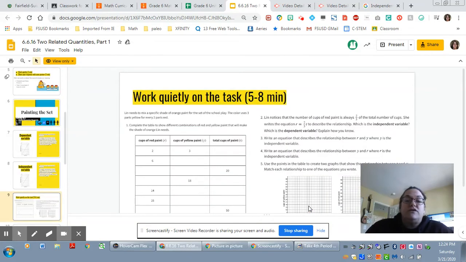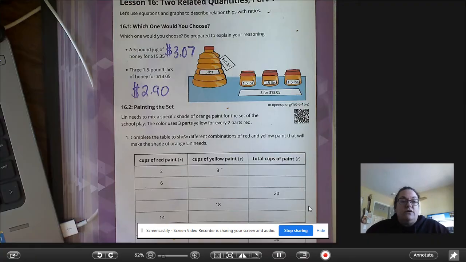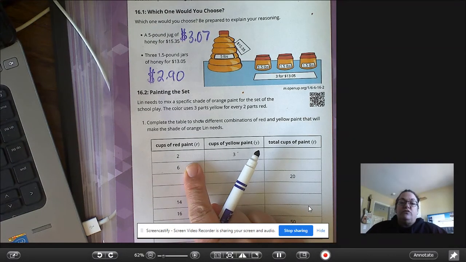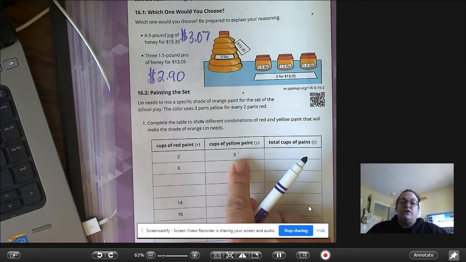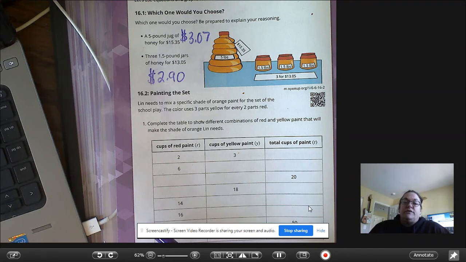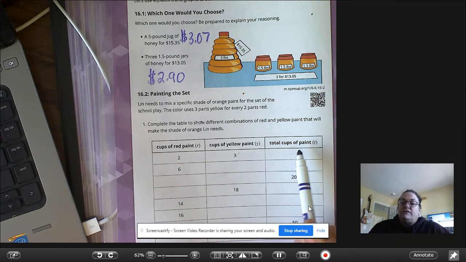So we are going to start the first part, which is the table. In 16.2, on painting the set, the ratio of red paint to yellow paint is 2:3. Lynn needs to mix a specific shade of orange for the set of the school play. The color uses 3 parts yellow and 2 parts red. Complete the table using the different combinations of red and yellow so the paint will come out the correct shade of orange. The red paint will be the variable R, the yellow paint is variable Y, so that will come into play later, and then the total cups of paint is T.